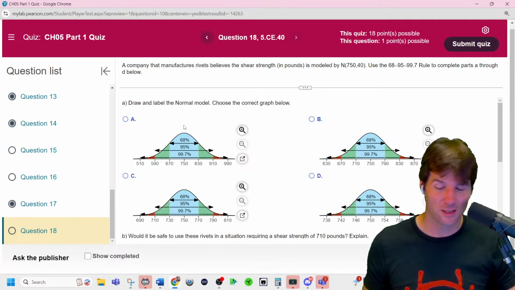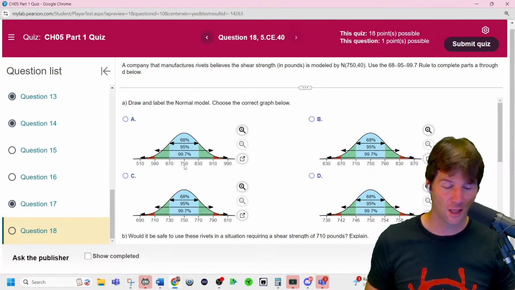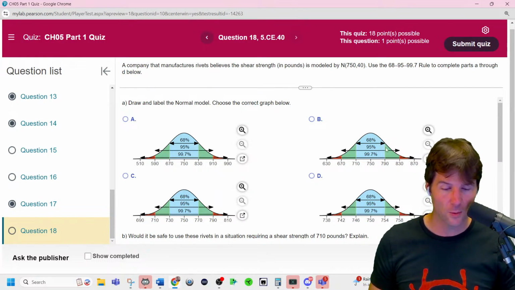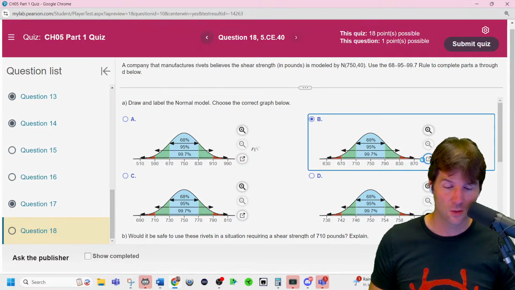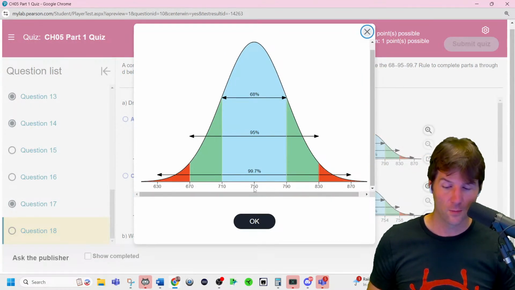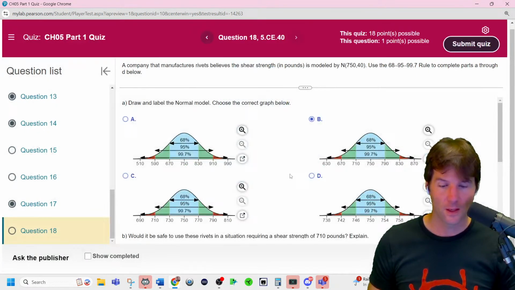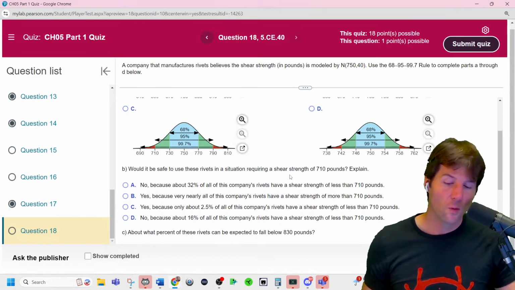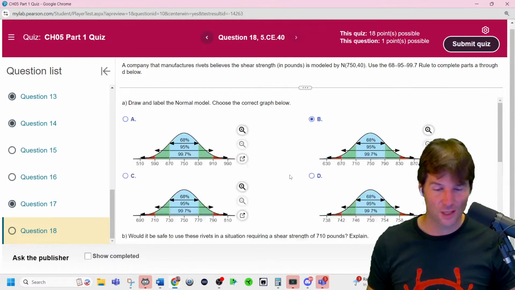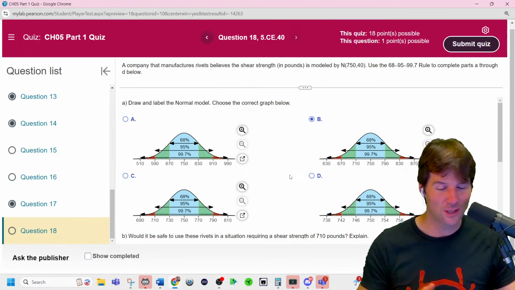Well, they're all normal. That doesn't help us. They all have a mean of 750. That doesn't help us. The standard deviation of 40 is where we can see that the only one with a standard deviation of 40 is this graphic right here. So there we go. 750, 790, 830, 870. We got it.